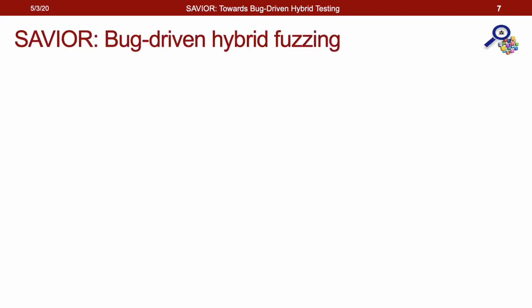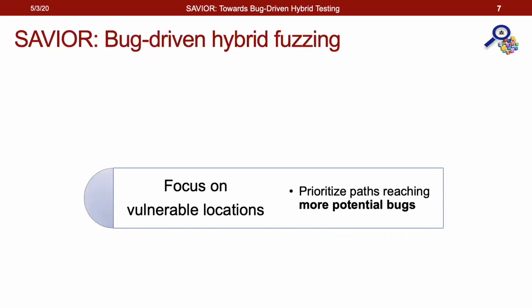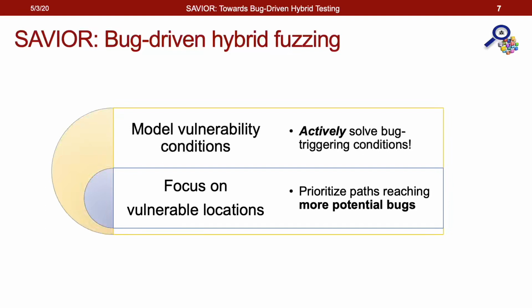In this work, we present Savior. Savior aims to tackle these two problems head-on. First, we steer the fuzzer to paths that could reach more potential bugs. And second, when we can reach those likely buggy locations, we can model the bug triggering conditions and then actively solve those conditions with symbolic execution.